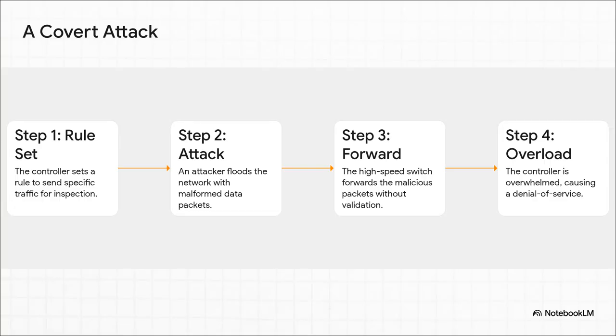Okay, so here's how this crazy attack actually worked. First, the network's brain, called the controller, sets up a totally normal rule to check out certain kinds of traffic. Simple enough. But then, an attacker starts flooding the network with data packets that look almost right, but are actually broken in a very specific, clever way. Now, the network's muscle, this super fast switch, was never programmed to spot this particular kind of mistake, so it just passes all that junk right along. And the final step? The brain just gets completely buried under all this garbage data, and the whole system crashes.